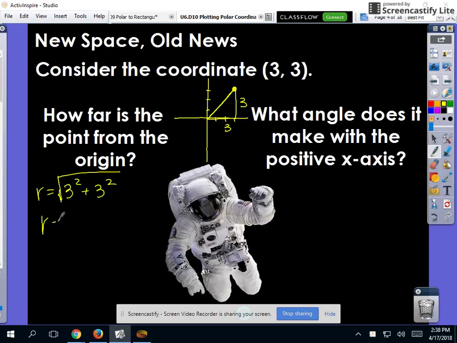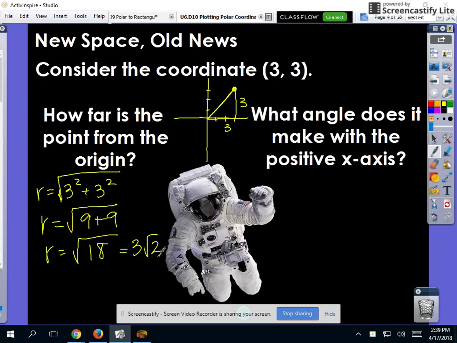All right. So that means that we have the square root of 9 plus 9, which is 18, which I think we can simplify. That's divisible by a perfect square of 9, so we can say that that's 3 root 2. Okay. So that is the first part that we need to think of when we are trying to change a coordinate from our regular rectangular coordinate to a polar coordinate.